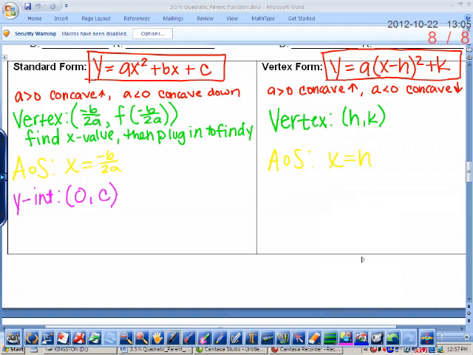Okay? Now, the y-intercept doesn't just come naturally. To get the y-intercept, you've got to plug in 0 for x. You're going to have to solve for the y-intercept. Okay? All right, let's work some practice problems.